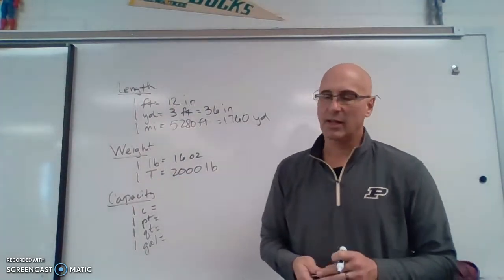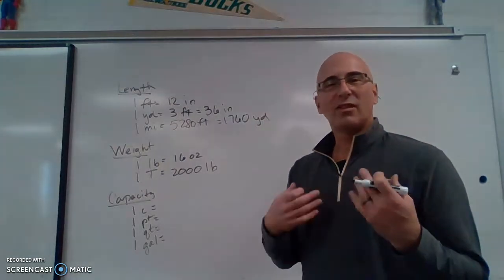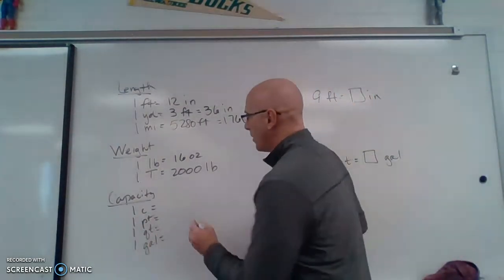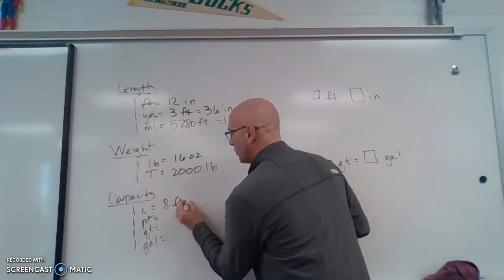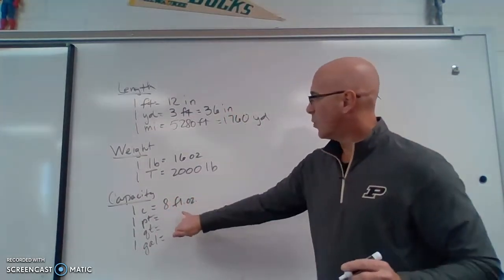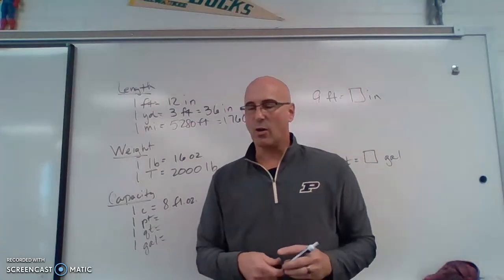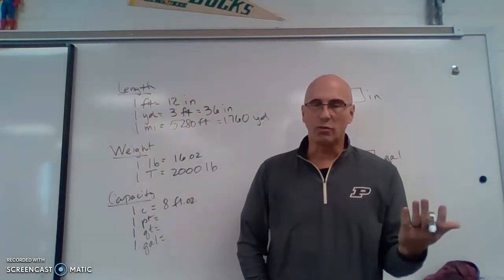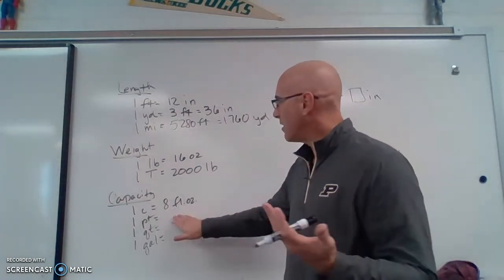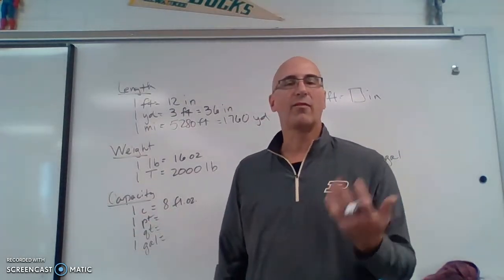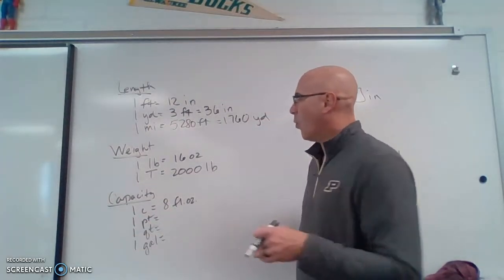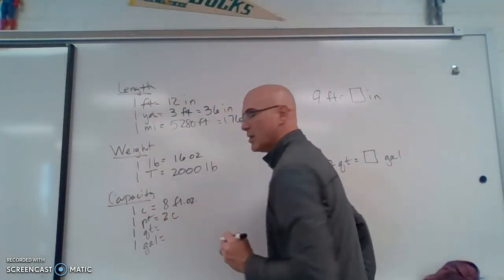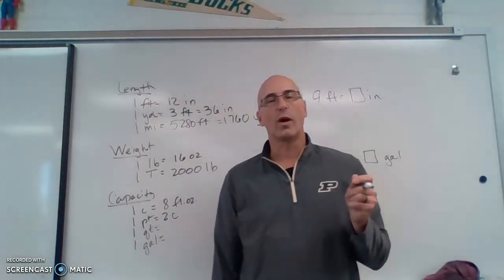Now capacity. This gets a little tricky. It's harder to convert. So 1 cup is 8 fluid ounces. So we said a fluid ounce is about 1 spoonful of liquid. If we have 8 of those, we have 1 cup. 1 pint is the same as 2 cups. There are 2 cups in 1 pint.